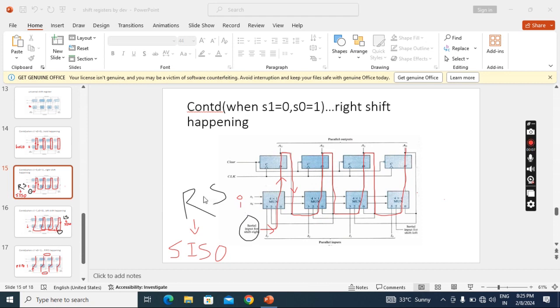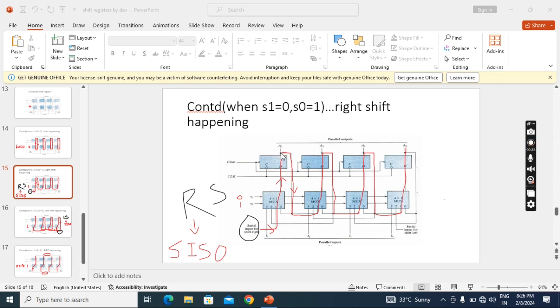Now we'll see what happens when I apply select 1 equal to 0 and select 0 equal to 1. I told you, right shift happens, serial in, serial out. So here this 0 1 means decimal value 1. This number 1 of this multiplexer will be selected. So here I am giving my serial input bit by bit. Those bits come here, go to this, and come out here.